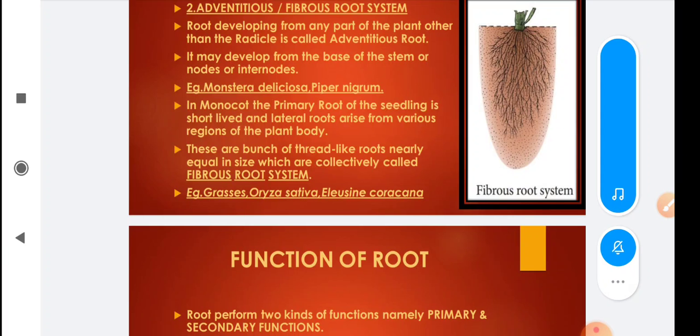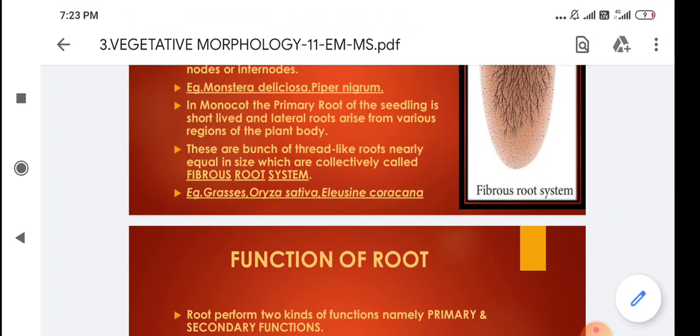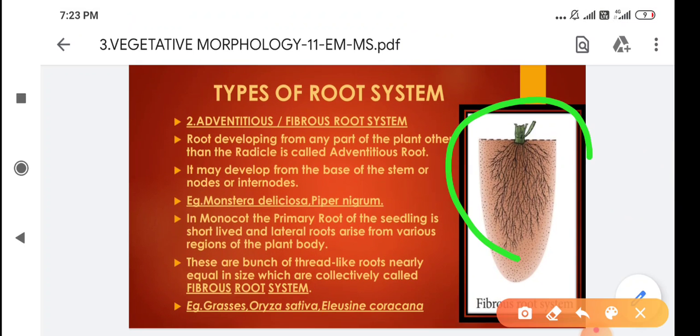A bunch of thread-like roots, nearly equal in size, are collectively called the fibrous root system. Examples: grasses, Oryza sativa, Eleusine coracana. Okay. These are the bunch of thread-like roots and are collectively called fibrous roots. They do not form from the radicle, but from any part of the stem, node or internodal region. The first formed root, the primary root, is short-lived. From that, lateral roots arise from various regions of the plant body.